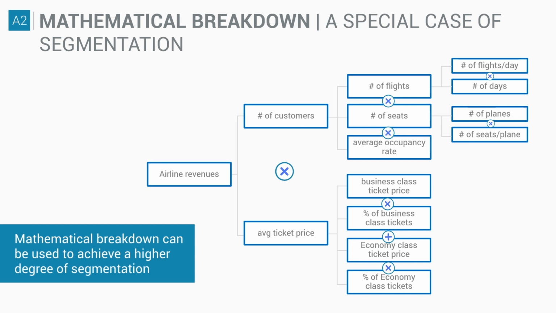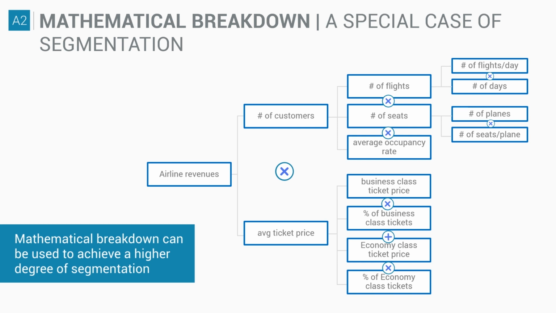In the same manner, if we are investigating the reason for a drop in airline revenues, we can break that into the number of customers multiplied by the average ticket price. A mathematical breakdown can be used to achieve a higher degree of segmentation. In our airline example, for instance, we could estimate the number of customers by multiplying the number of flights with the number of seats and multiplying that by the average occupancy rate.